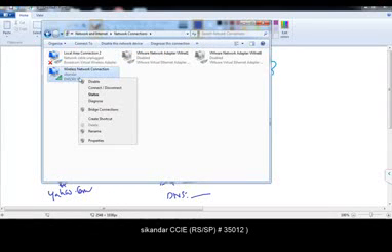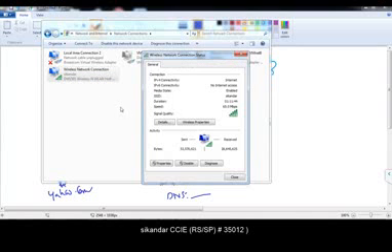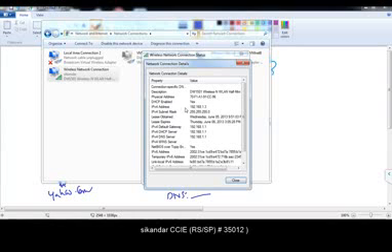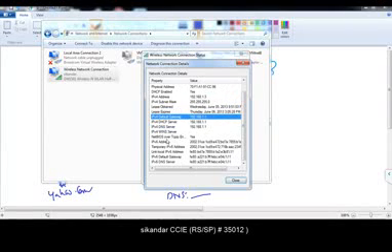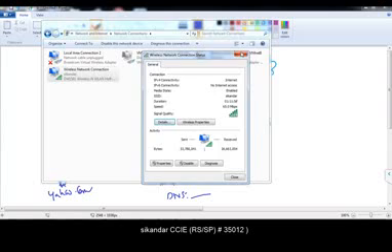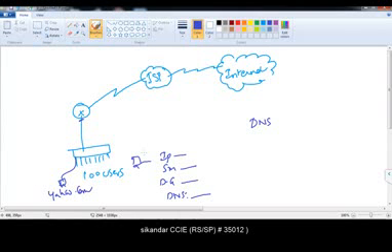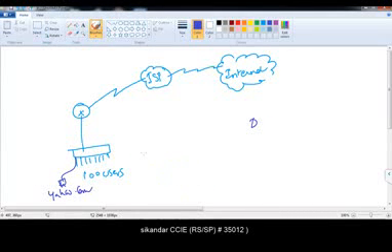I'm connecting to the internet via wireless here. If I go to my status and then to details, you can see this is the IP address of my PC, this is the subnet mask, this is my gateway, and you can see the DHCP server and DNS servers. So actually my gateway is acting as the DHCP and DNS server. You have to provide this information. Based on that information, the main thing is the DNS server, so let me give some idea on the DNS server here.